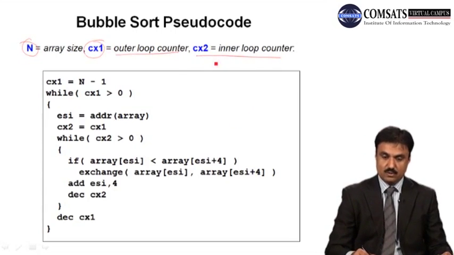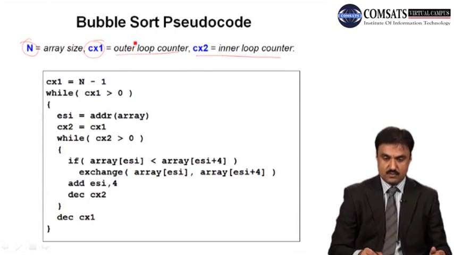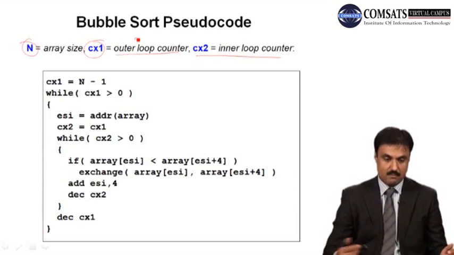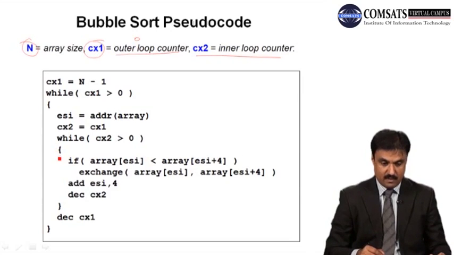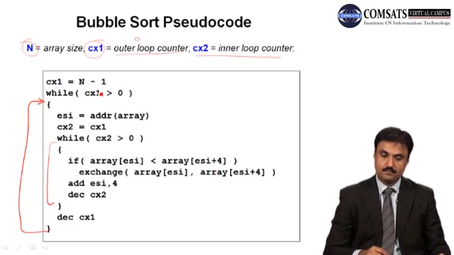So this will show the pass, one pass or one go. How many passes do we need? How many times do we have to repeat this comparison? This is one pass, and this will have the total number of passes that we have to go. So Cx1 is equal to n minus 1.